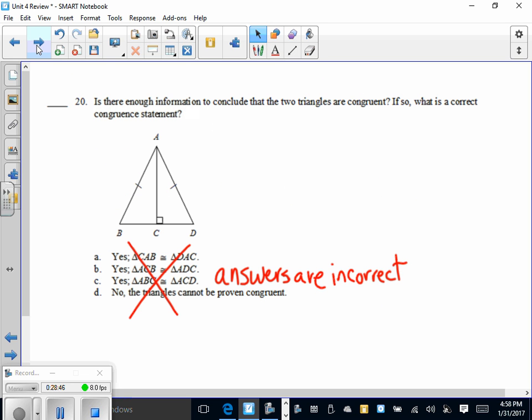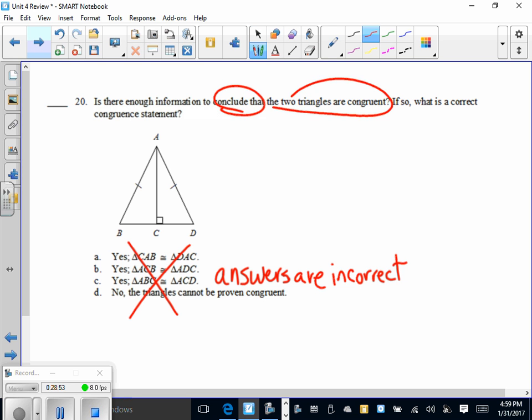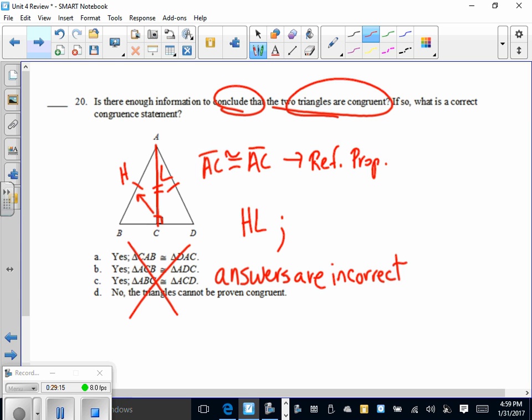Alright, number 20. Is there enough information? They have the answers written incorrectly, but they want to know to conclude that the two triangles are congruent. Okay? Well, right angle, cross right angle is an H. Matches up on the other side. AC is congruent to AC by the reflexive property. So it's congruent to itself. So there's my leg. So it's HL. Okay, so the first answer is yes, we can prove they're congruent.